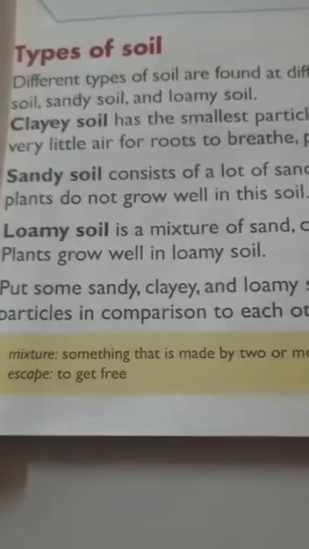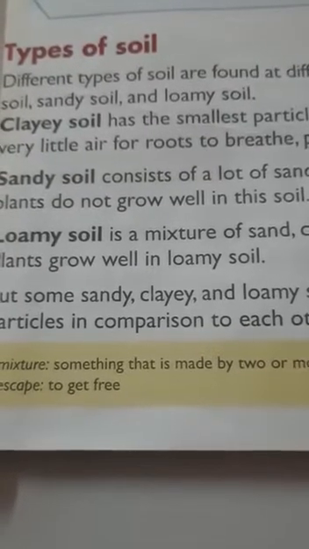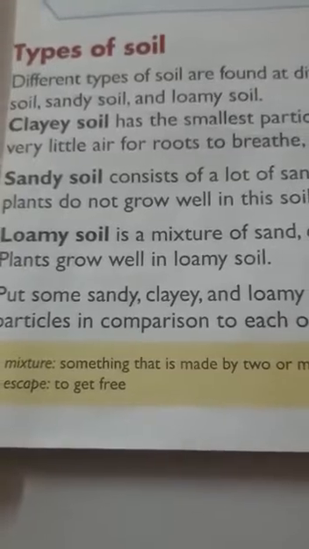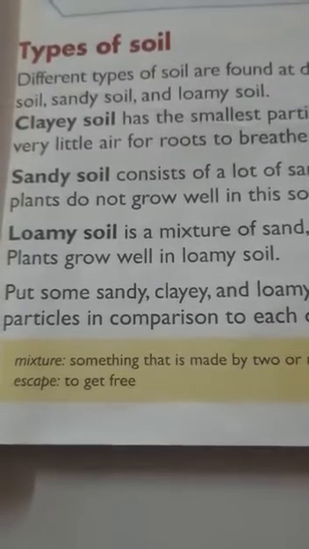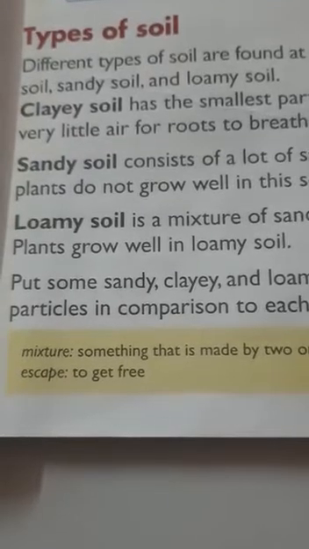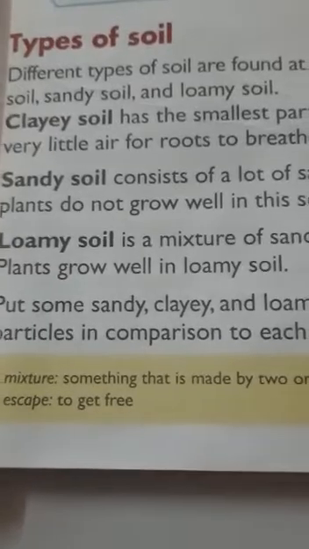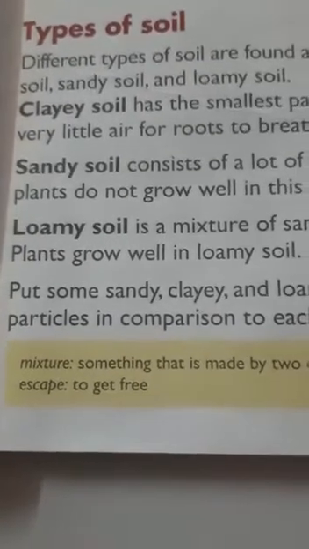Now we will see types of soil. Different types of soil are found at different places. There are three types of soil. In our country, at different places, in different regions, we will find different color and type of soil. So there are three types of soil: clayey soil, sandy soil, and loamy soil.